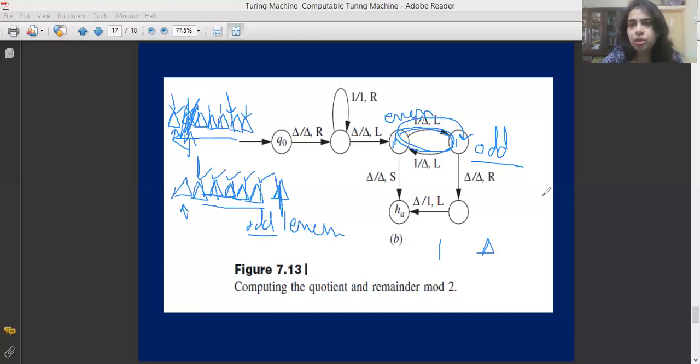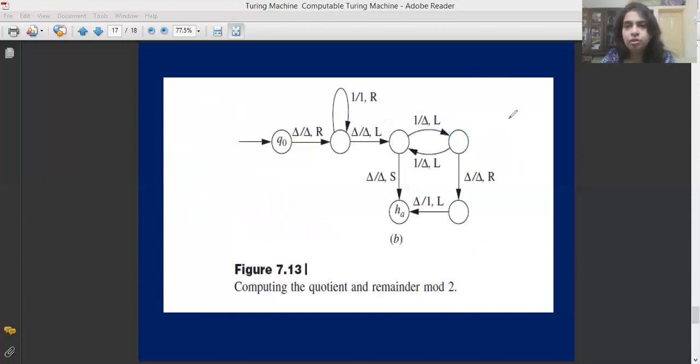So a very important question from your exam's point of view. You should know how to draw it. There are many interesting examples also, like you can design a Turing machine for finding two's complements. So maybe in the next lectures or maybe in your notes, I'll be providing the solutions for those.